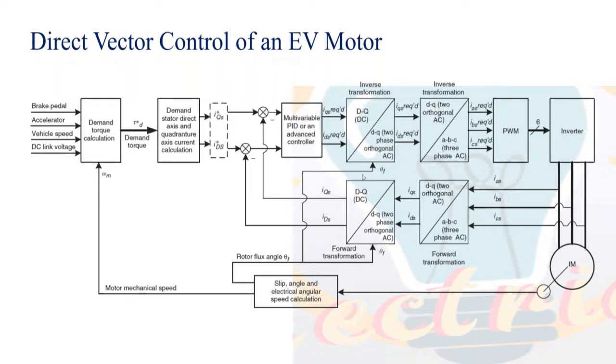What is the name of the transformation used here? The forward Clark transformation is used in the first step. To convert your three-phase current into a two-phase orthogonal AC current, we use the forward Clark transformation. And after converting into two-phase orthogonal, I have to convert that from the stationary reference frame into the rotational reference frame, for which I am using the forward Park transformation. Now it is very clear. I am getting a current value that is required for my controller.